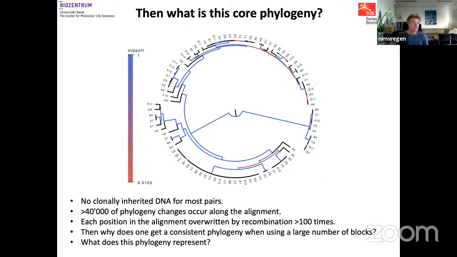Okay. So given that, the question is, why do you get a consistent phylogeny when you use many blocks, right? Because we saw in the beginning that if you build a phylogeny from any large subset of the blocks in the alignment, you always get the same phylogeny, very close phylogeny. So if recombination is so dominant, how can you get such a clear phylogenetic signal?